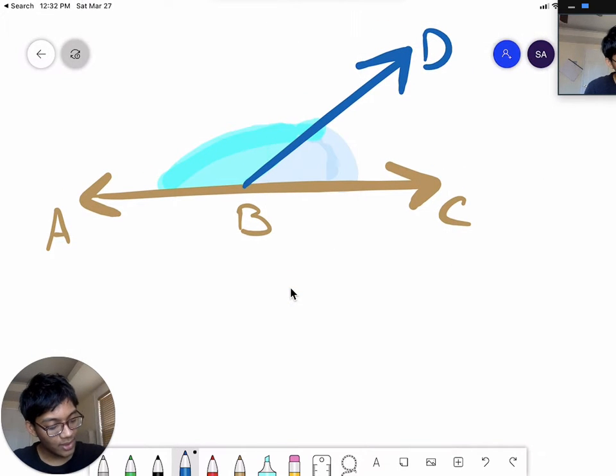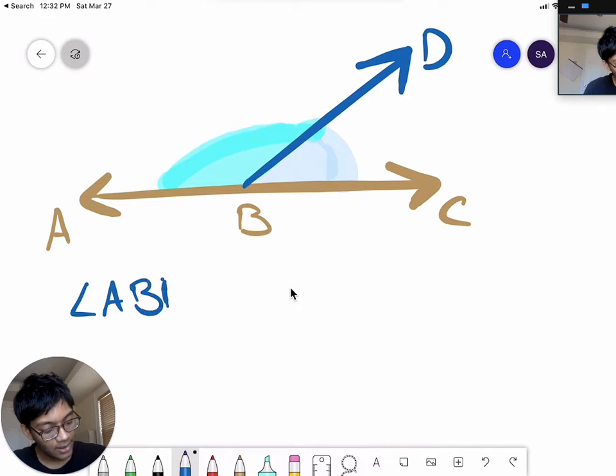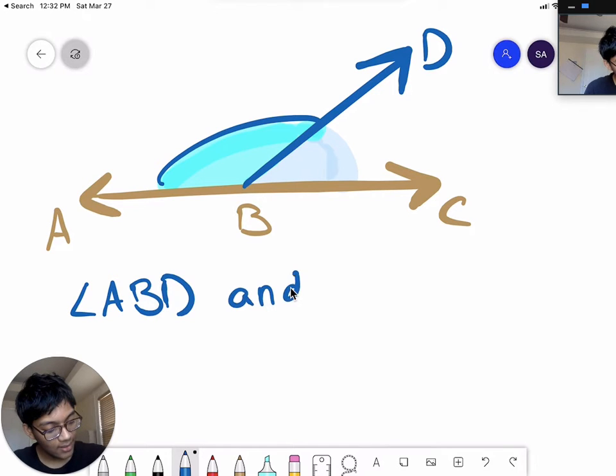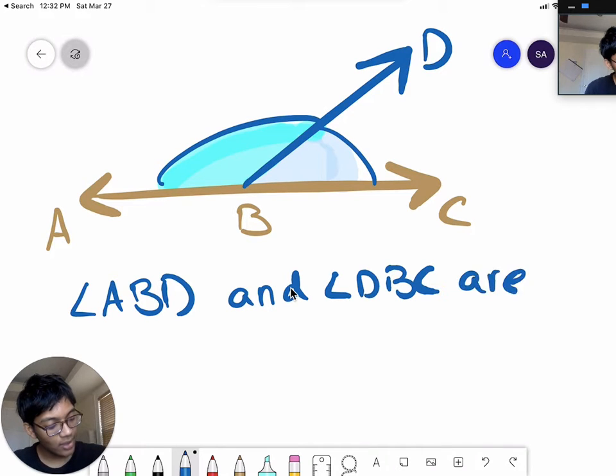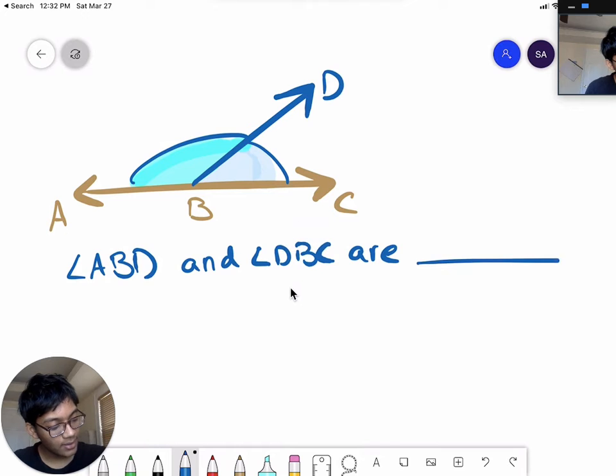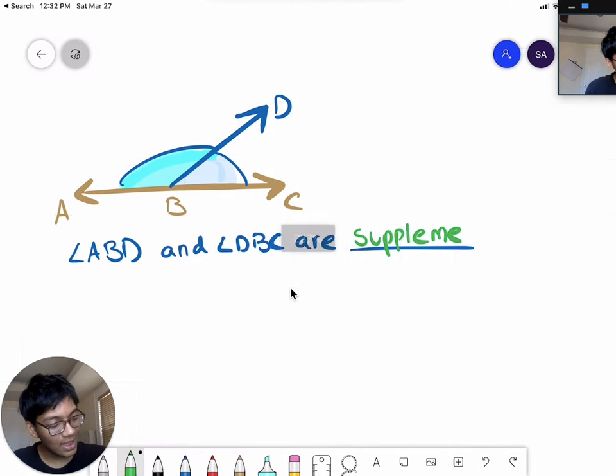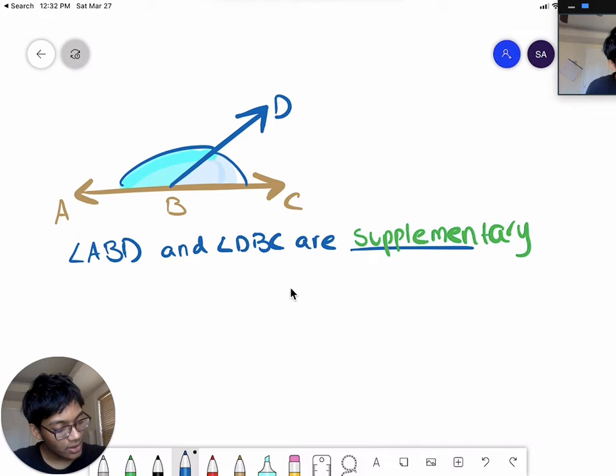So what are my two angles? My two angles are angle ABD, that's the cyan one, and angle DBC, that's the light blue one. And those two angles are blank. So you gotta fill in the blank. Well, the blank is supplementary. Before, we had two angles that add up to 90. They're complementary. Well, guess what? These two angles are supplementary.